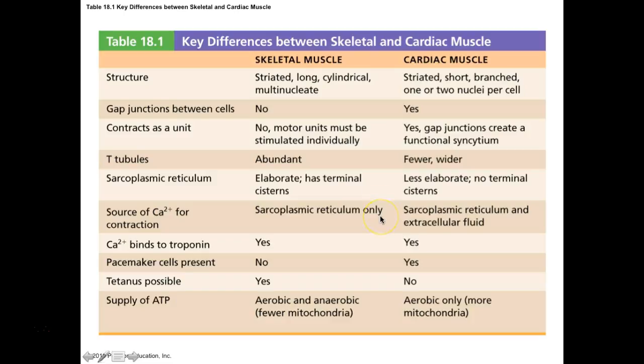Our source of contraction is still calcium for both, although in skeletal muscle it's only from our SR, whereas in the cardiac muscle we're also pulling calcium from our extracellular fluid. We'll have troponin in both because we have sarcomeres in both. We have special pacemaker cells present in our cardiac muscle, which we just talked about. Tetanus is going to be possible in skeletal muscle, but not in cardiac muscle.